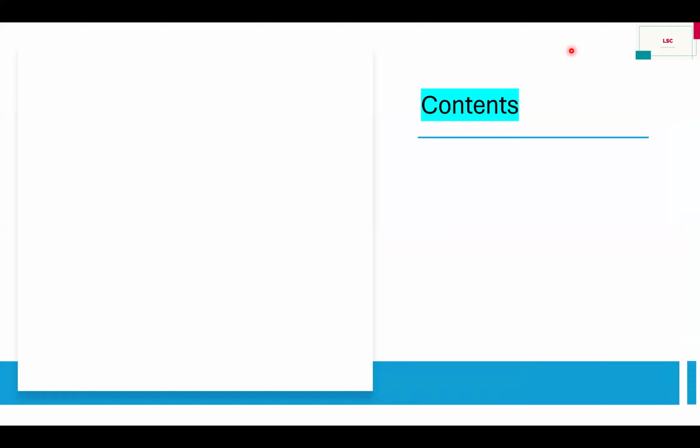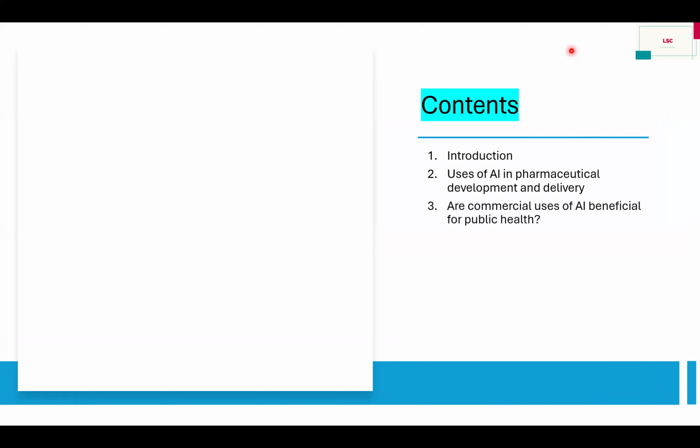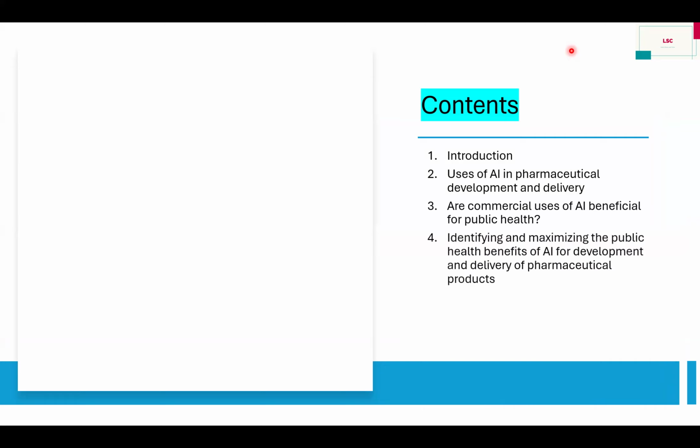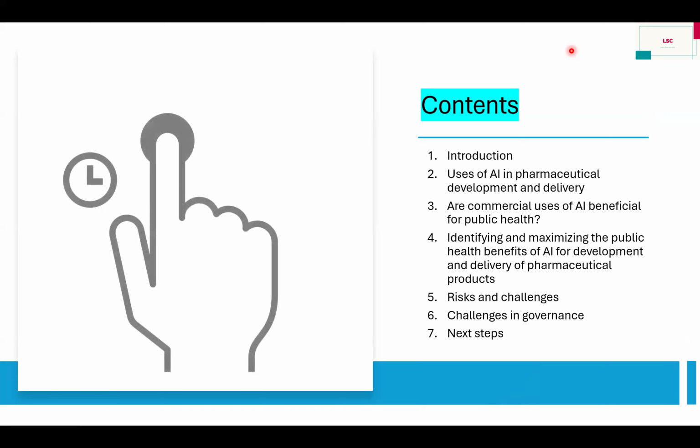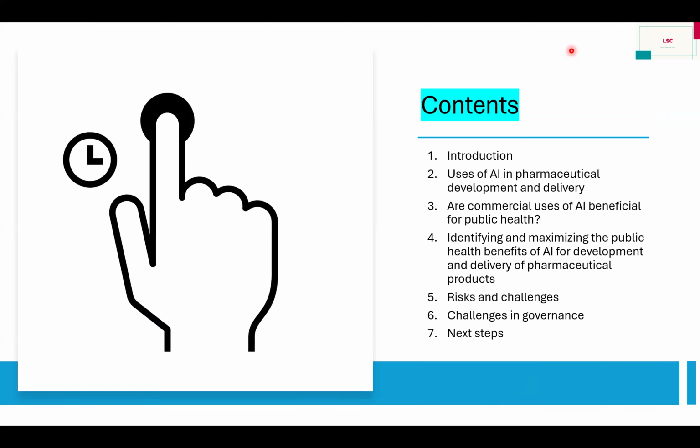To understand this, what will be the content? First of all, introduction, and then use of AI in pharmaceutical development and delivery. Is commercial use of AI beneficial for public health? Identify and maximize the public health benefits of AI for development and delivery of pharmaceutical products. Risks and challenges. Challenges in governance. And then what will be the next step? To understand all these things, one by one, we will understand AI.